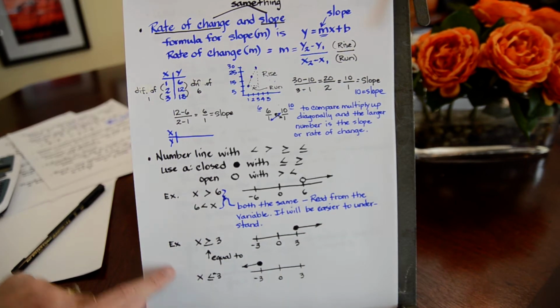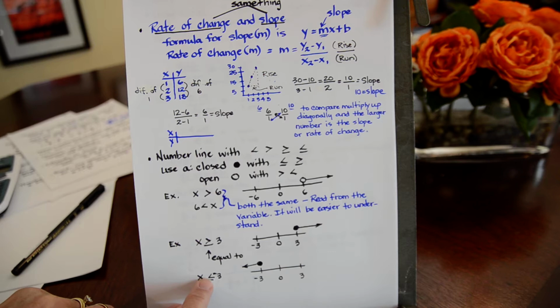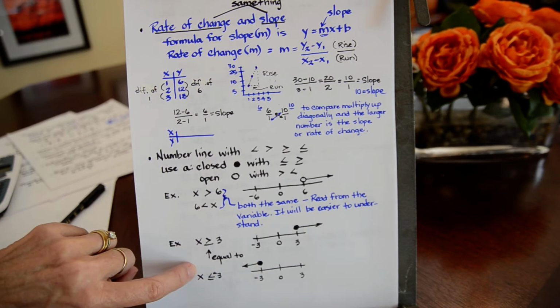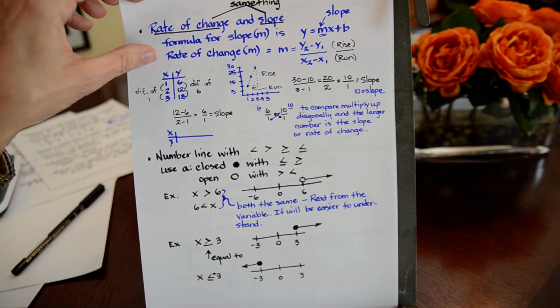Down here, I would read this: x is less than or equal to negative 3. So because of the equal to, I want to go to my negative 3, draw the closed in circle up above it, and now I want the x to be smaller than negative 3. Well, everything smaller is going to the left. So that's what's happened there.